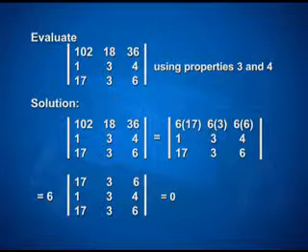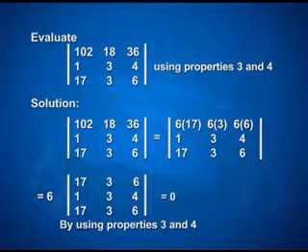This gives me 0 as the answer. Can you tell me why? Because here the property says if we have two identical rows or columns, the value of the determinant is always 0. Here we have 17, 3, 6 as the first row and 17, 3, 6 as the third row. They are identical.